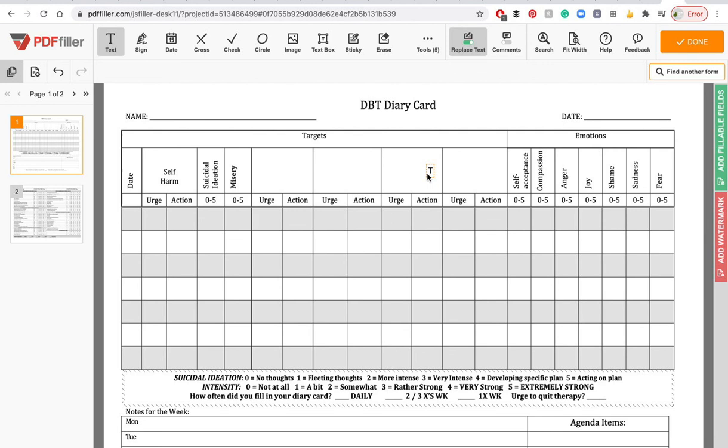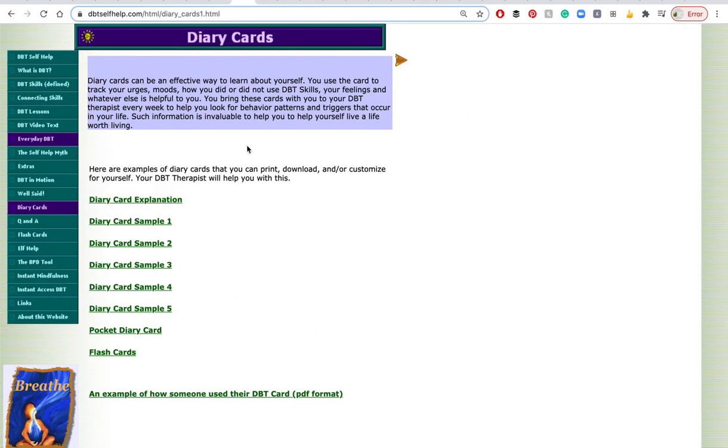Also, once again, if you want to create your own, or you feel overwhelmed with how this is all set up, Excel is another really great, easy space. Especially if you don't have a printer or anything, it's easier for you to just go in and highlight or circle or however, once again, you want to do that. So this is from dbtselfhelp.com, and it is all about diary cards.